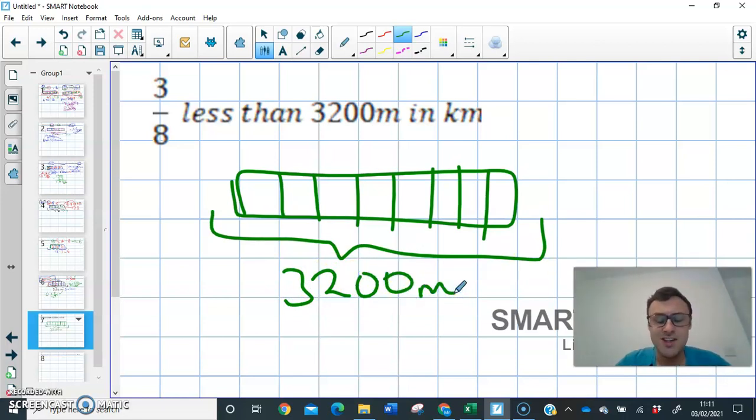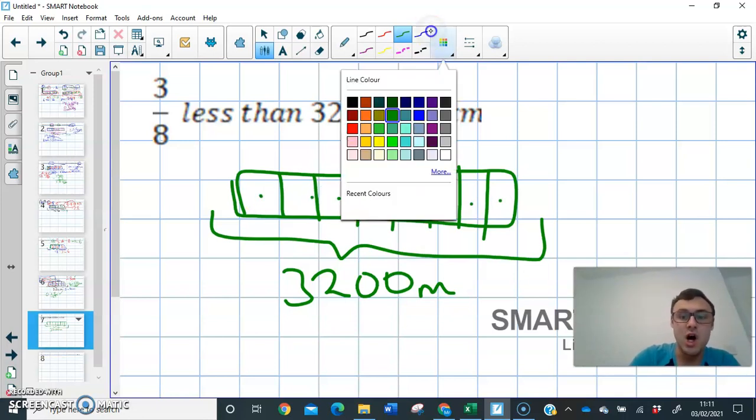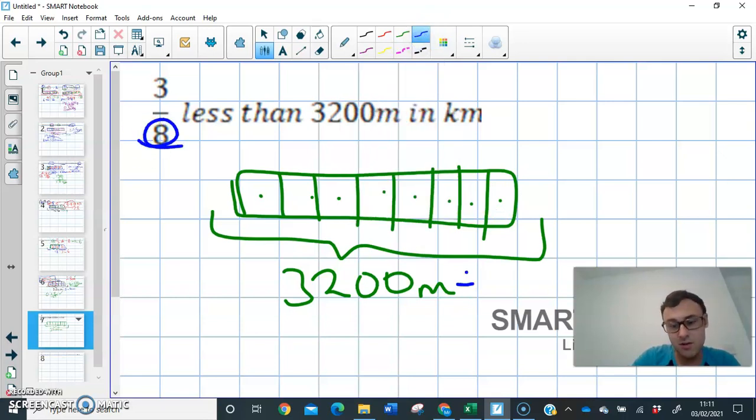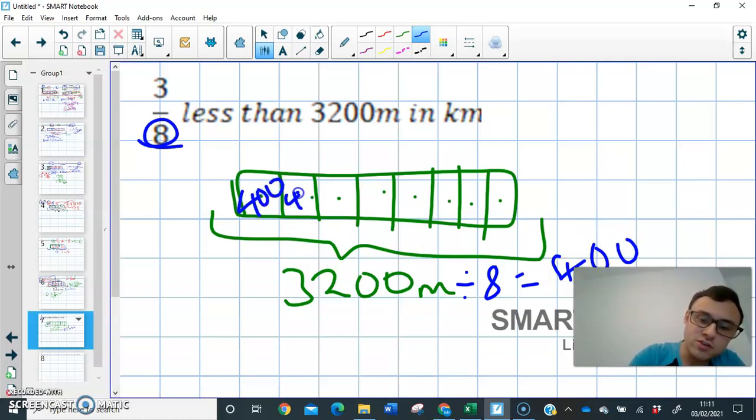Now, I next need to work out what each of these individual sections are by dividing by 8. And so I can do 3,200 divided by 8, or I can actually make it a bit easier for myself and do 32 divided by 8: 8, 16, 24, 32, which is 4. So 320 divided by 8 would be 40. So 3,200 divided by 8 would be 400. Okay, now, so I know that each of these sections are worth 400, not 4,000.